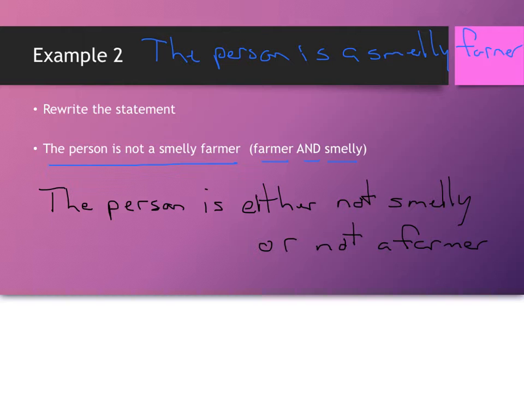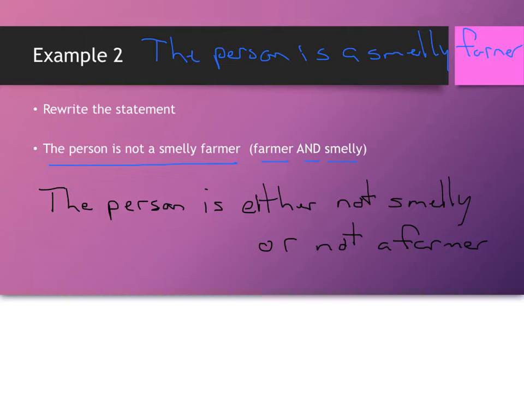It is possible that the person is smelly. Again, like I said, it could have been a smelly baker. It is possible that the person could have been a farmer. Again, it could have been a farmer who smells good. But that person can't be both. All right?